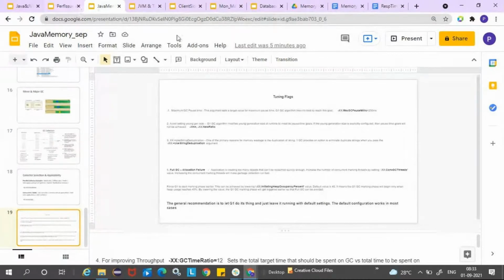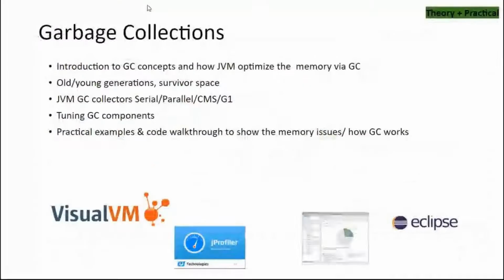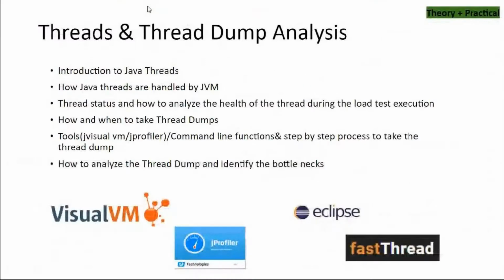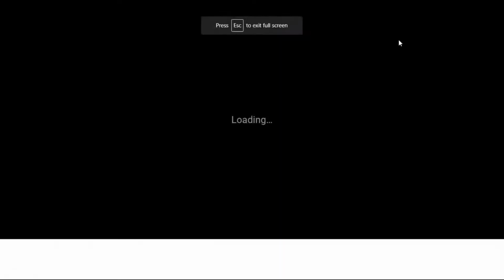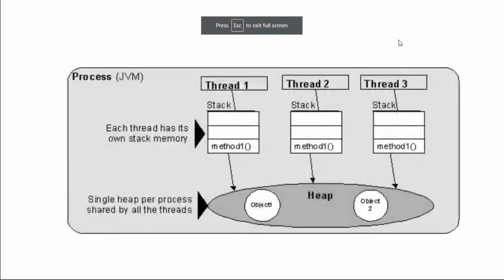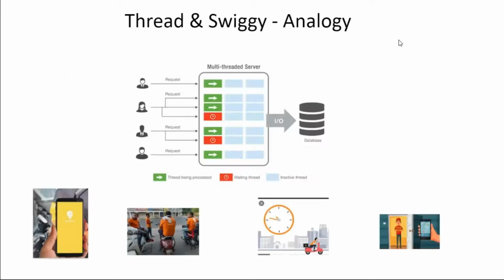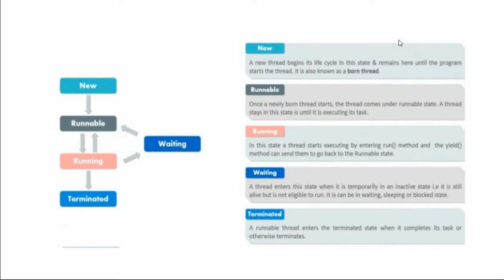Then from memory, we will move on to threads and thread dump analysis. We'll try to understand what are the various thread states available. How is the thread created? How is it associated with the stack and heap? We'll also try to understand the thread operation with an example, to understand the thread concepts in a better way, and then look into various states of the thread.